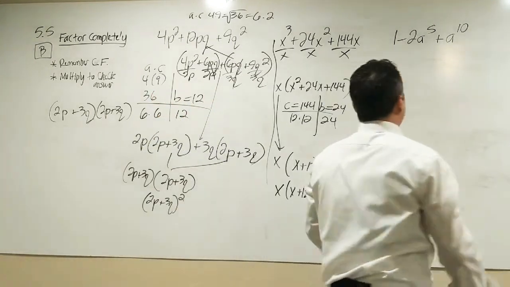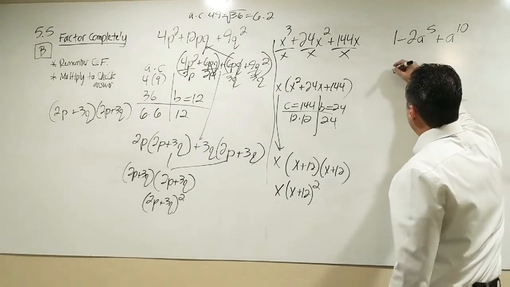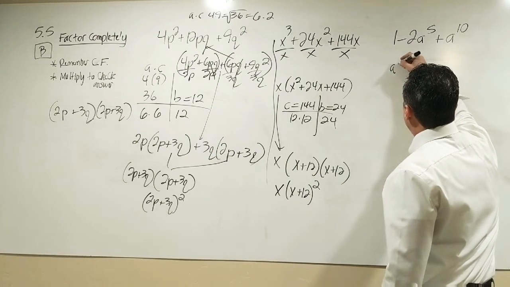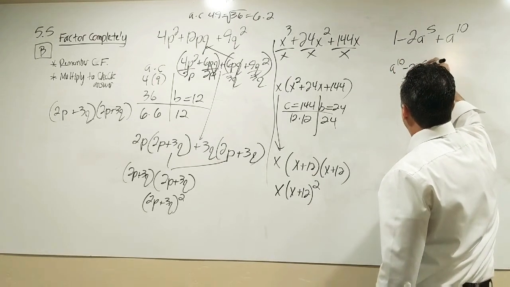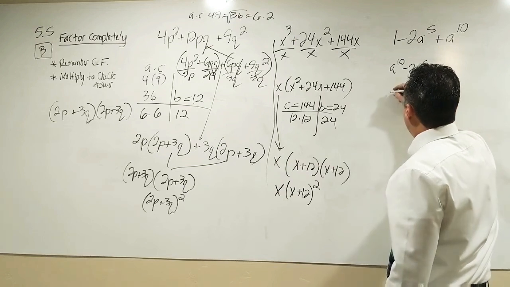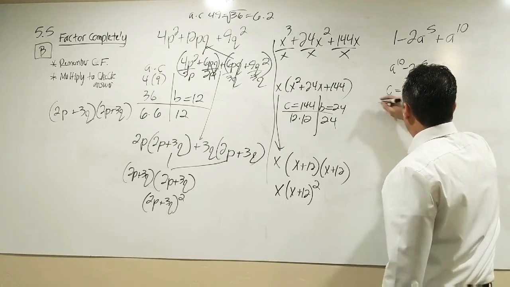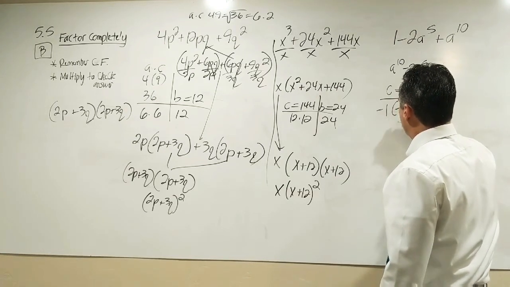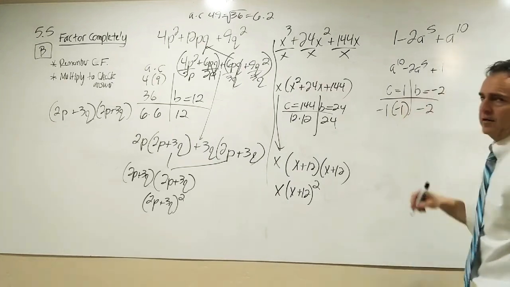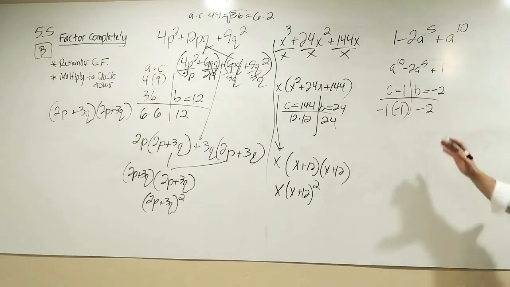So the last one I want to do here with you is we would normally take this, if we didn't use a shortcut, and say a to the 10th minus 2a to the 5th plus 1. We would then say, okay, c equals 1 and b equals negative 2. Guess what, my friends? Negative 1 and negative 1 make positive 1, when added together make negative 2. That's nice. Can you see all this over here, Hallie?